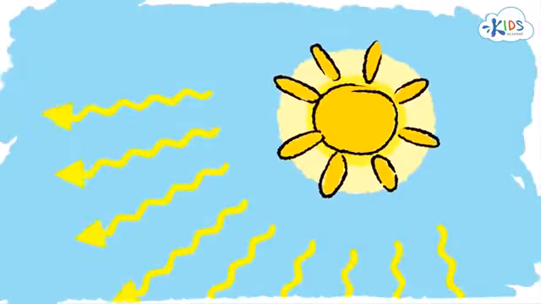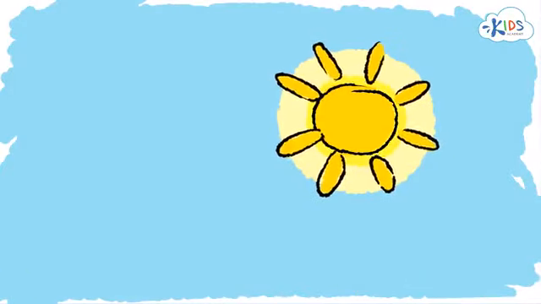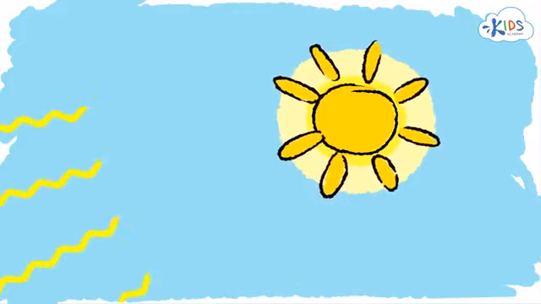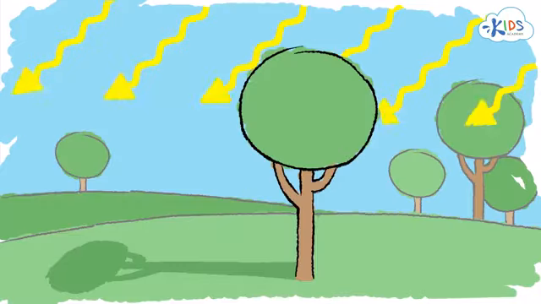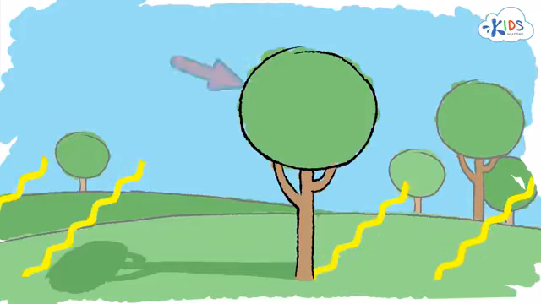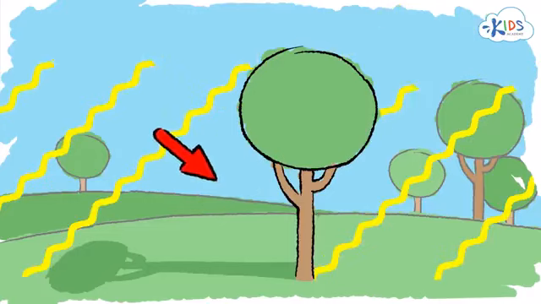Hey, Andrew, what makes a shadow? That's a good question, Bolly. Let's check it out. As we learned in earlier lessons, light comes from a light source, like the sun. If that light gets blocked by another object, like a tree, it creates a shadow.